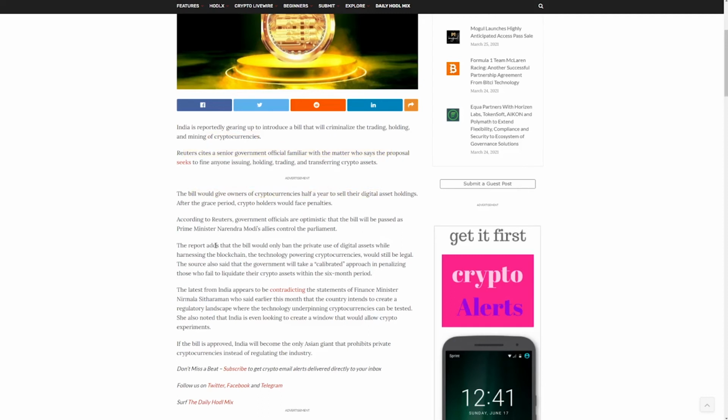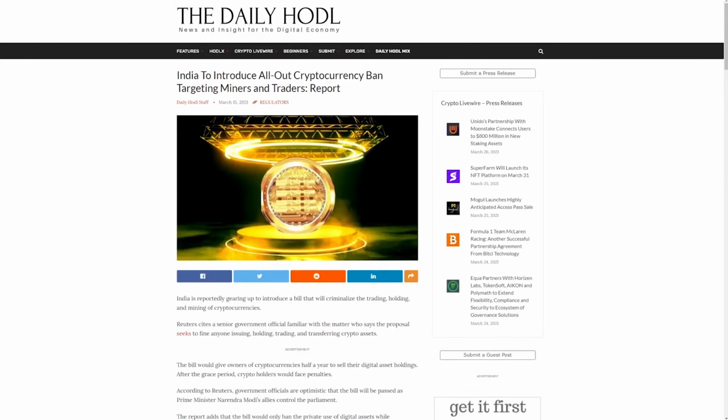I don't think this has gone through yet in parliament. However, if it would, India would become the only Asian giant to prohibit those private cryptocurrencies. So we will have to wait and see how this will unfold.